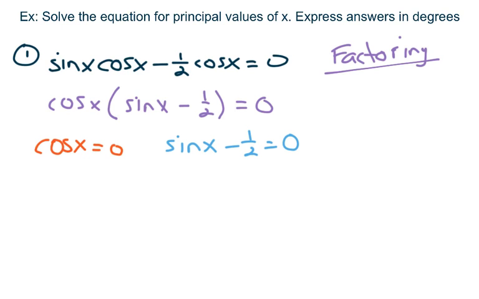Okay, well now we can just solve for x in each one. So for the first one, the one on the left, all we need to do is take the cosine inverse. So we can say that x is equal to the cosine inverse of 0.